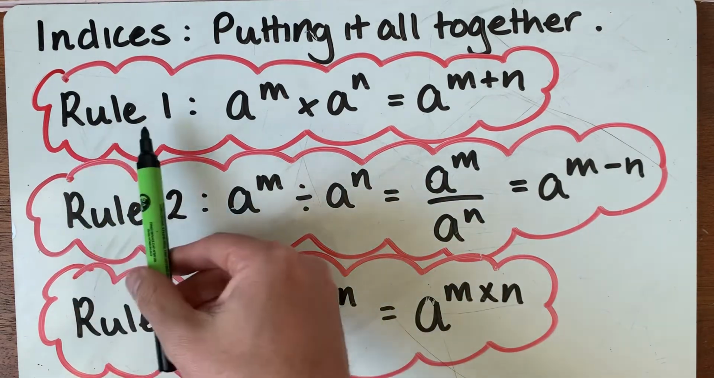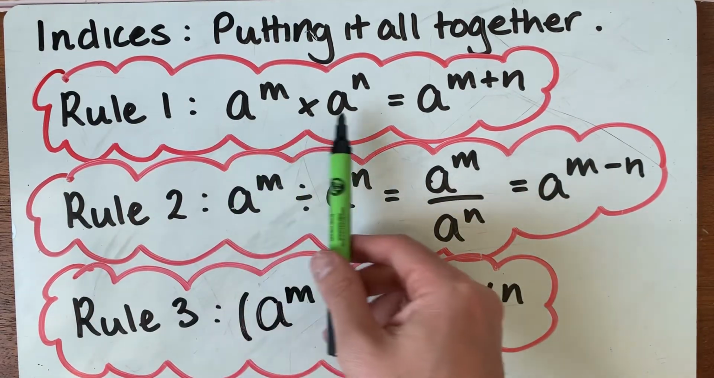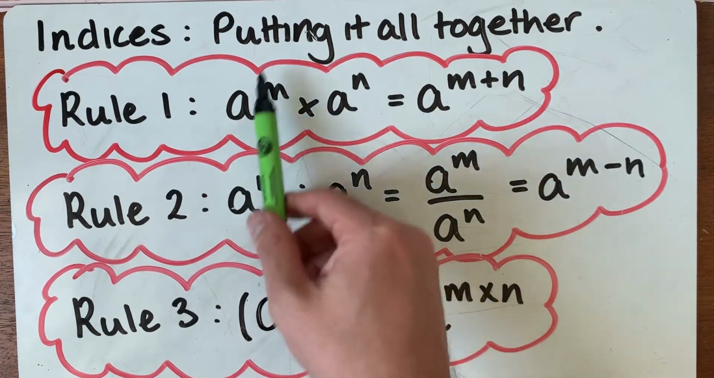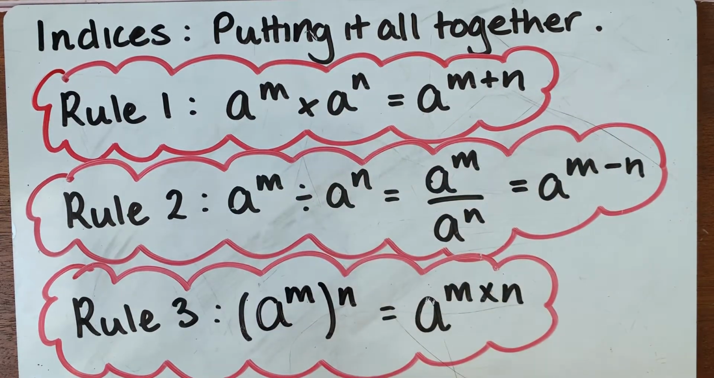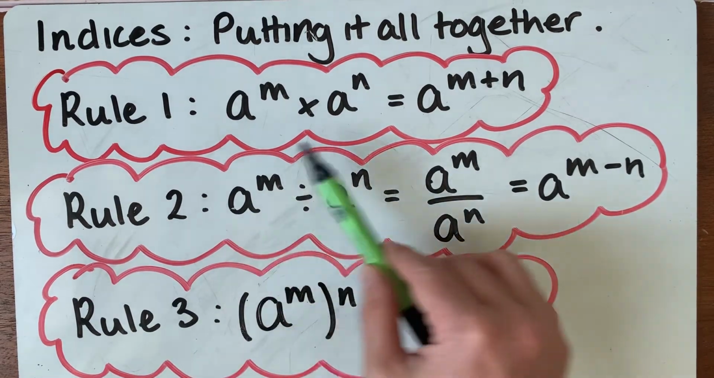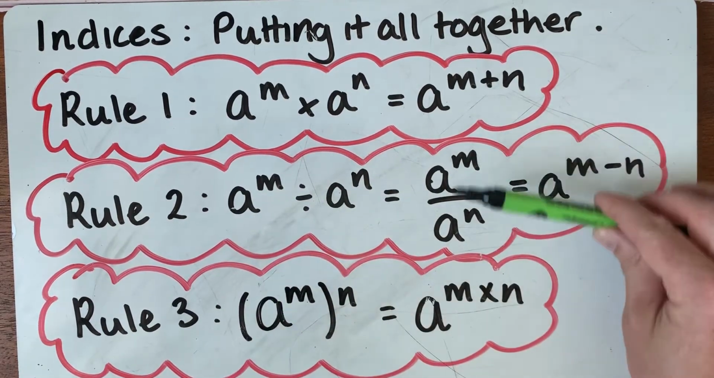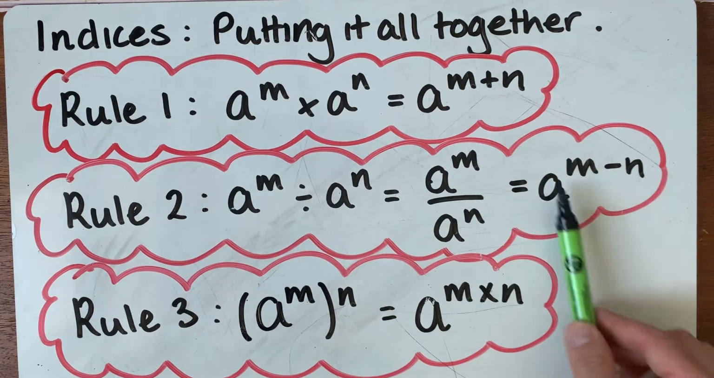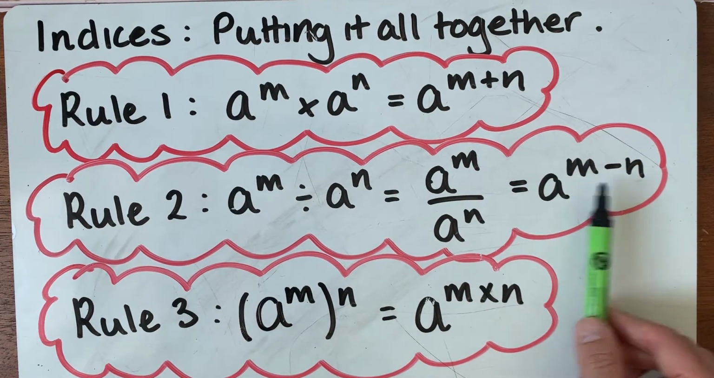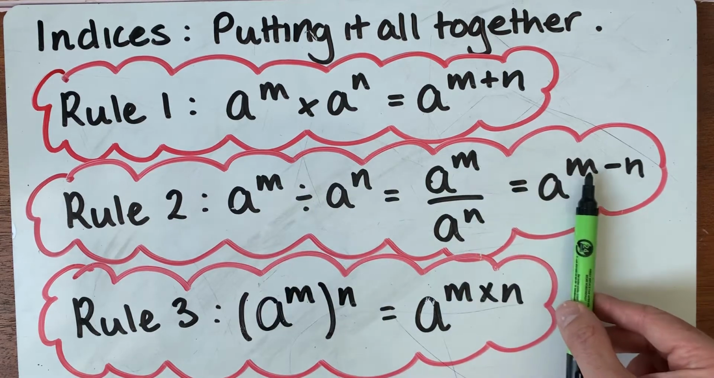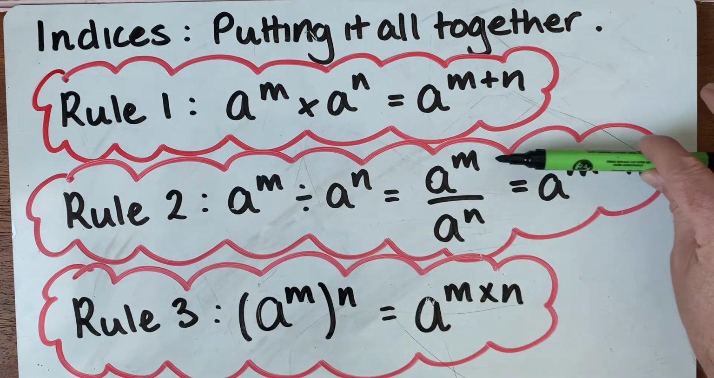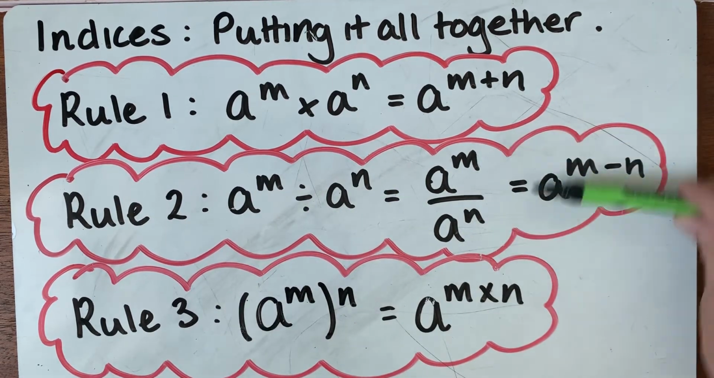So we've got rule 1, which looks at multiplying terms together which have the same base, and the way that we process the indices if we're multiplying is we simply add them together. Rule 2, again, if the terms have the same base and we're dividing them, then we can set it up as a fraction, and then we subtract the indices. The order of this one is important, so the first term's index comes first and we subtract the second one, or the index from the numerator, we subtract the index from the denominator from that.